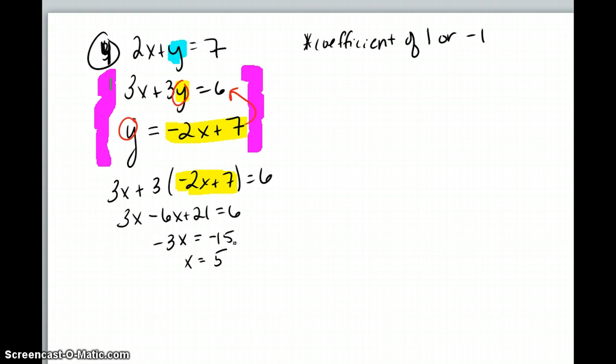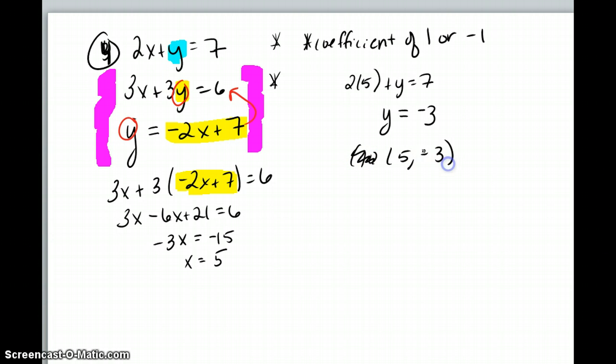Now remember that in order for you to have a solution to a system, it needs to be an ordered pair, and there's 2 parts to the ordered pair. So we need to plug it back into one of the original equations. It doesn't matter which one you choose. I'm going to choose the first one just because it had a single y. So 2 times 5 plus y equals 7. y equals negative 3. So my answer is 5, negative 3.